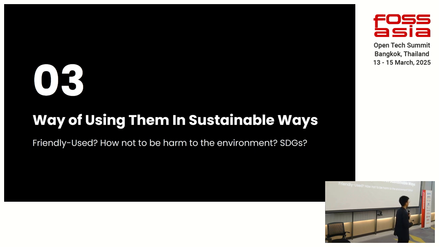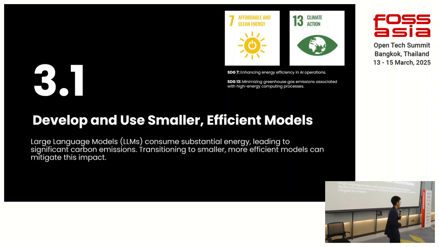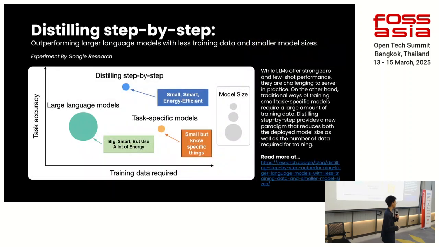So how do we use it in sustainable ways? The first one is to develop and use small efficient models by distilling from a large language model. But try not to be task specific, by the way. You can use distilling step by step, and you could get a result that is smart and energy efficient.